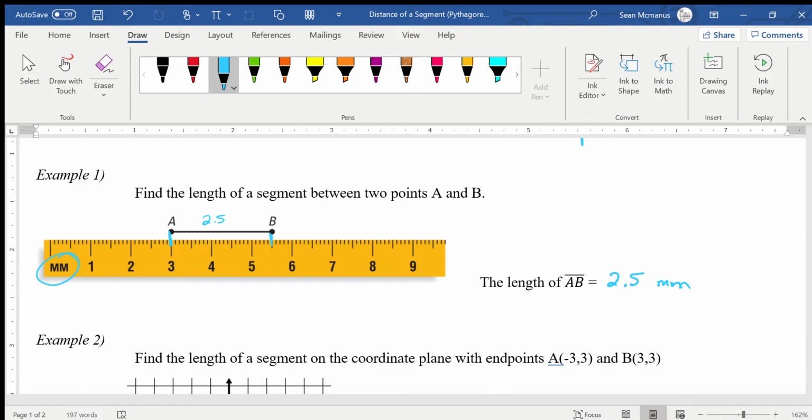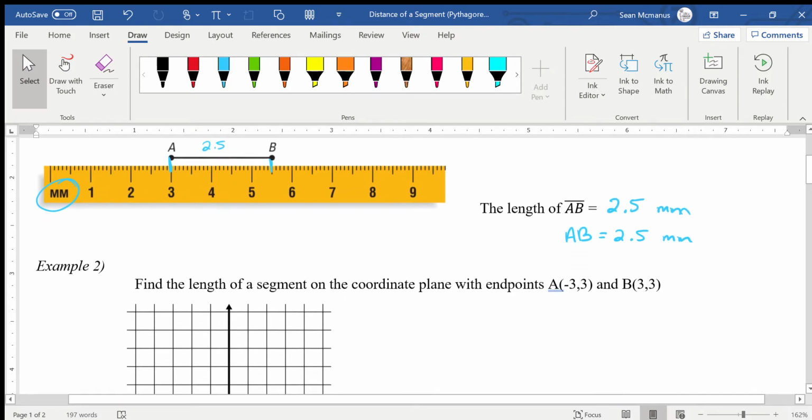So remember, we did this quite a bit in Unit 7, dealing with the difference between the name of the segment and the length of the segment. But AB with the bar on top, that's the name. So I don't want to say AB with the bar equals 2.5, I would say AB equals 2.5 millimeters. Okay, so just reminding ourselves of some of the notation and things.